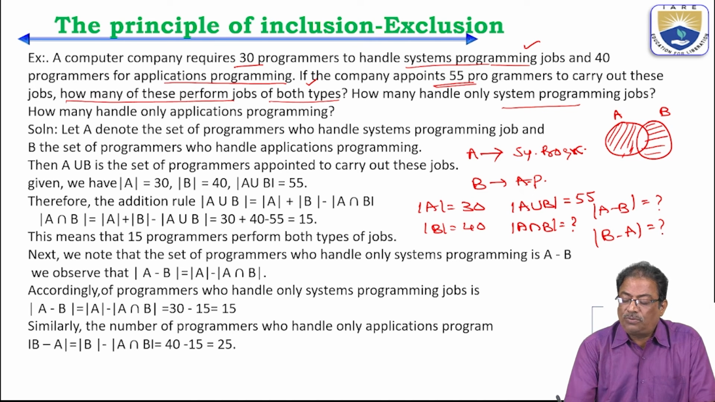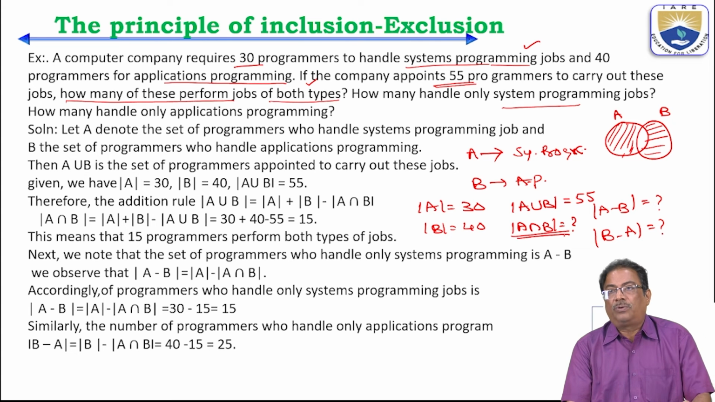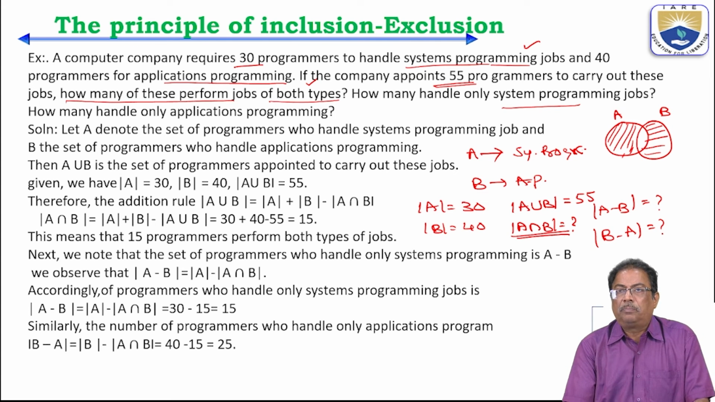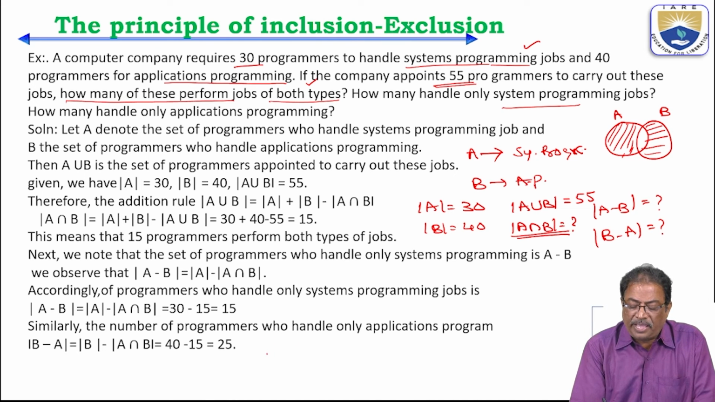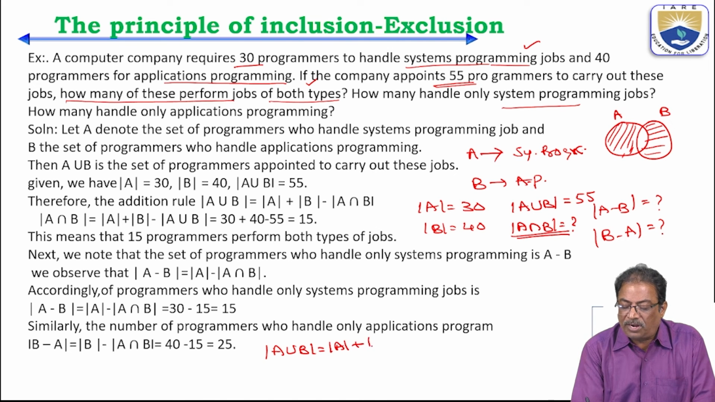So now, first of all, we have to calculate what is the cardinality of A intersection B. For that, we take the addition rule, or principle of inclusion and exclusion. Cardinality of A union B is cardinality of A plus cardinality of B minus cardinality of A intersection B. So I am going to write it as cardinality of A intersection B is cardinality of A plus cardinality of B minus cardinality of A union B.